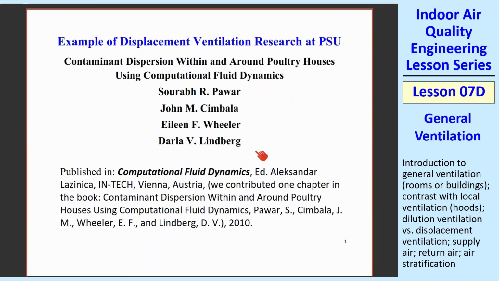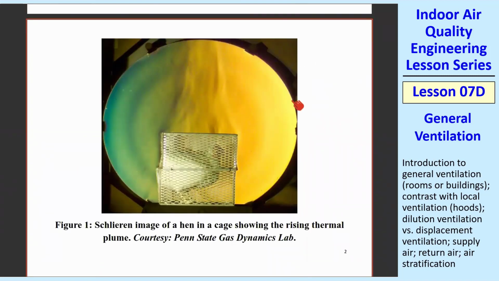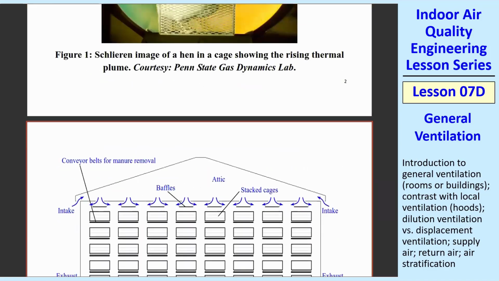About 10 years later, in 2010, I had another project with these coworkers. We looked at poultry houses, chicken houses, using CFD. Here's a hen that I borrowed from the Penn State poultry barns, took to our lab and took this picture of the thermal plumes. Chickens are warm-blooded creatures, so they're warm to the touch and they have a thermal plume just like a person does. I tried to do this without the cage, but I couldn't get the chicken to stand still, so I kept her in a cage. But anyway, that's the principle.